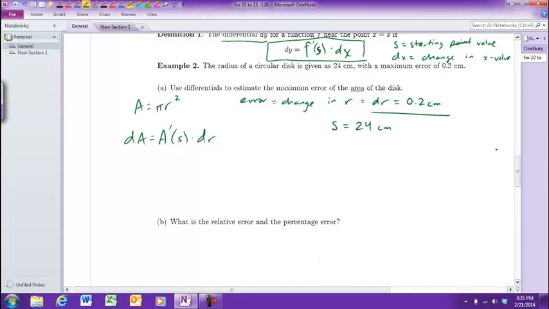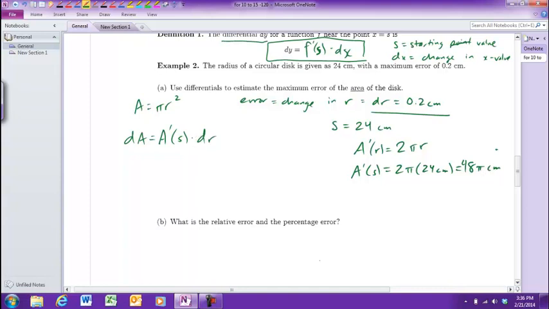So how do we find A prime? Well, that's just taking the derivative of pi r squared with respect to r. So the pi is a constant, it just stays there. The 2 comes down, and our new exponent for r is just 1, so that just turns into 2 pi r. And we in particular don't just want the function with r, we want to actually plug in s. So this becomes 2 pi times 24 centimeters, or 48 pi centimeters.